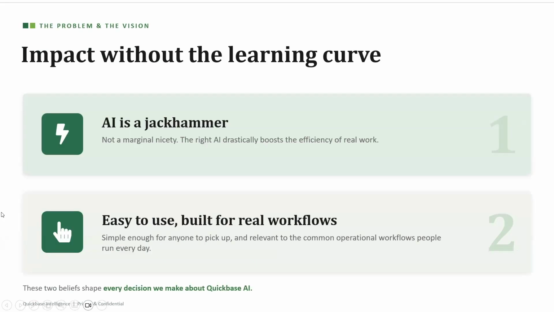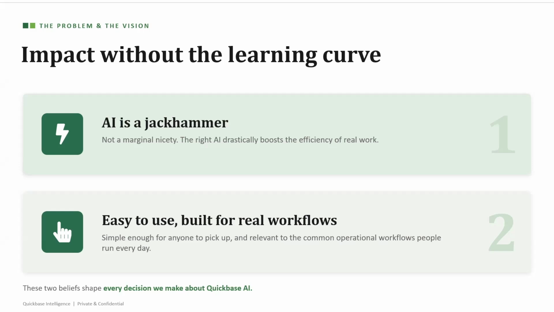AI is a jackhammer, and in order to make the most out of it, it must be easy to use. When thinking about how to bring AI inside Quickbase, we wanted to make sure that we have in mind all the business operational workflows of our users and making sure that this capacity of AI is properly integrated. We didn't want to just mess around with it or make a mess out of it. We wanted to make sure that AI is integrated in the way that you have the impact and the ROI without the learning curve associated to new introductions.